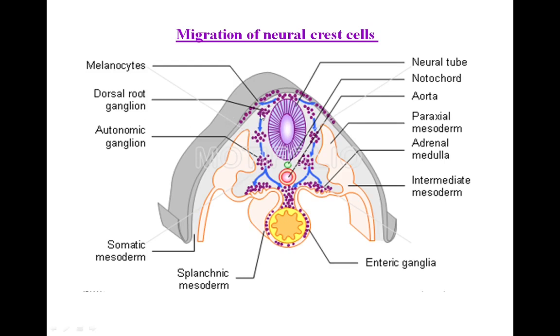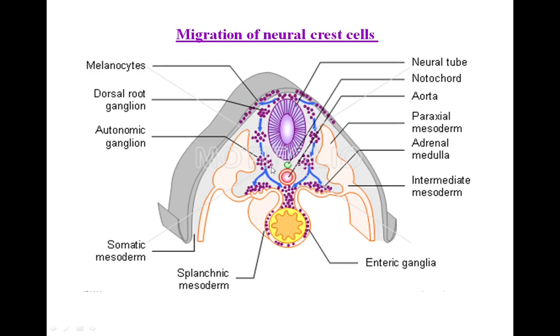Then they enter into the peripheral nervous system. The peripheral nervous system and autonomic nervous system are also developed from the ectoderm. So these neural crest cells enter into the ganglia of the peripheral nervous system and the autonomic nervous system. They enter into the dorsal root ganglion, that is the spinal nerve ganglion, and the autonomic ganglia, the sympathetic nerve ganglion, parasympathetic ganglion, everywhere they will enter.